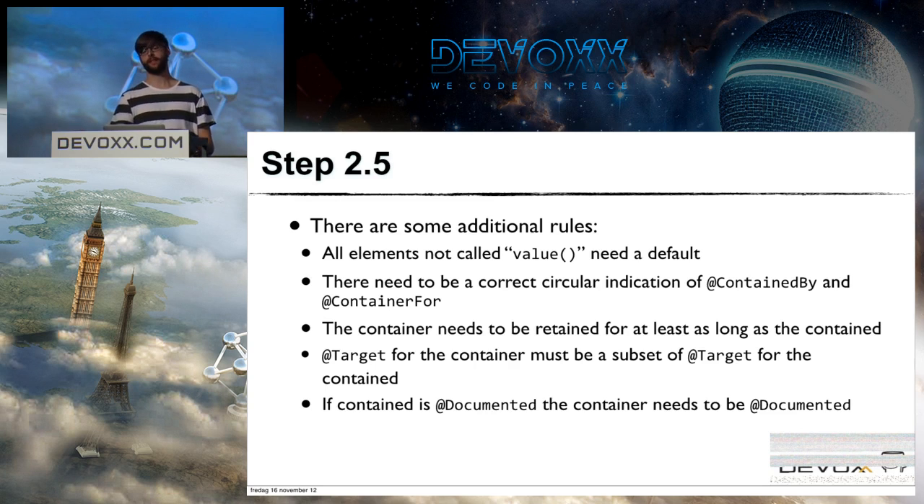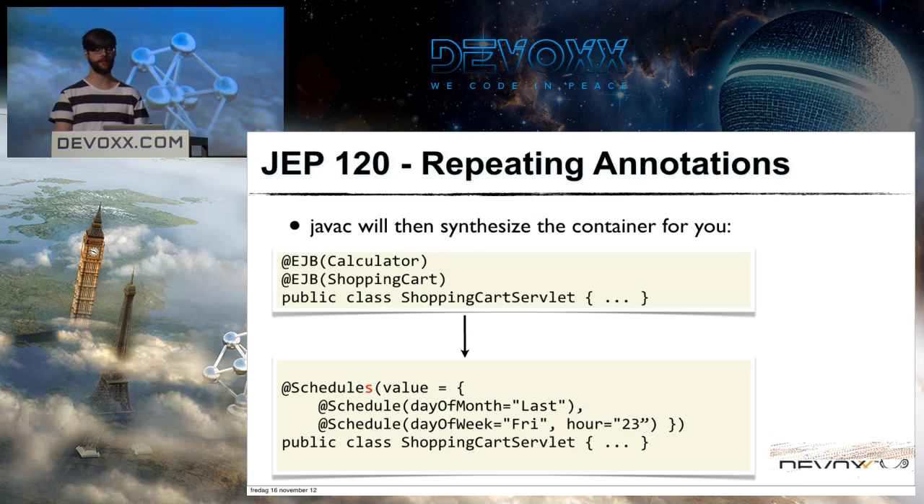So provided that you create this container and you follow these rules, then javac will do the heavy lifting for you. So when we find, you can write code like at the top. You can just repeat your instances of your annotation, and javac will, under the hood, synthesize the container for you and let you get rid of the boilerplate, basically. And at the bytecode level, this will look exactly the same as if you had used the previous idiom with the manual container. So the byte stream emitted will be identical.